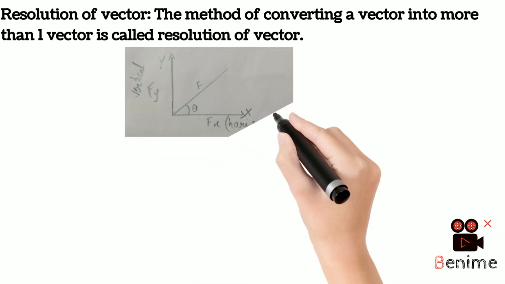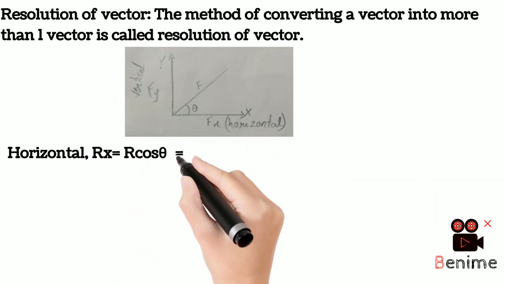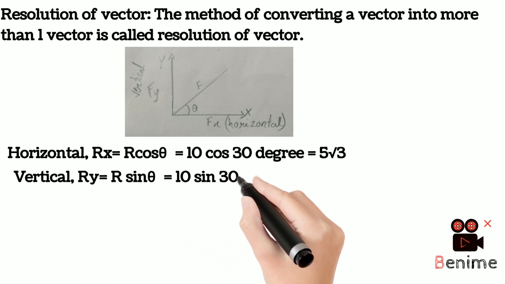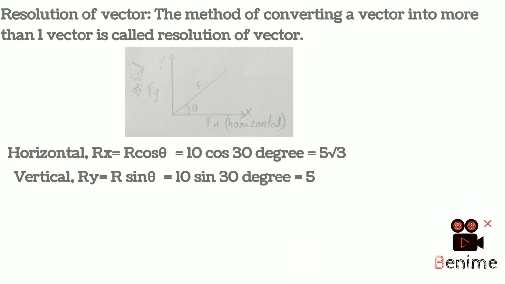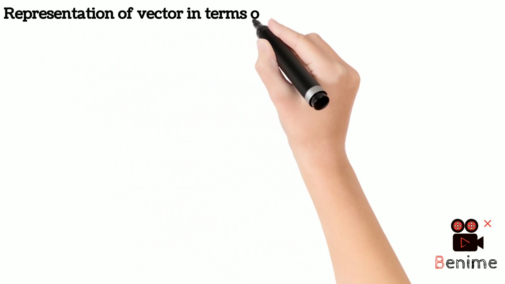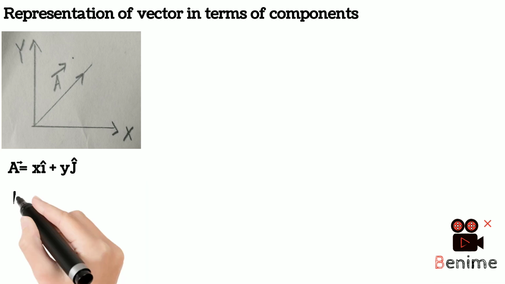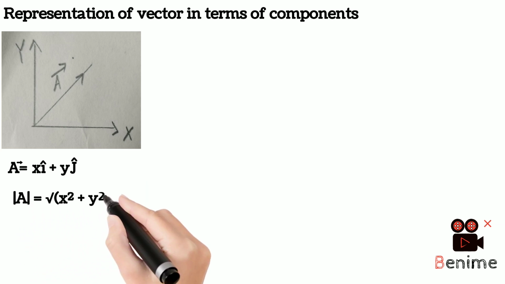Here, horizontal Rx equals R cos theta equals 10 cos 30 degrees equals 5 square root 3. Vertical Ry equals R sin theta equals 10 sin 30 degrees equals 5. Representation of vector in terms of components. This is two-dimensional: A equals xi plus yj, modulus A equals square root of x squared plus y squared.